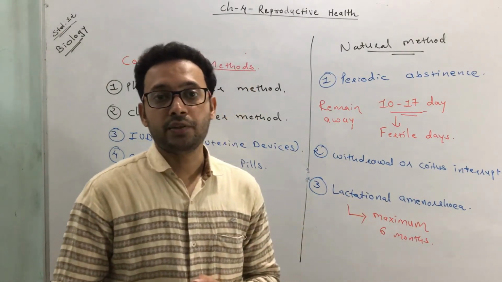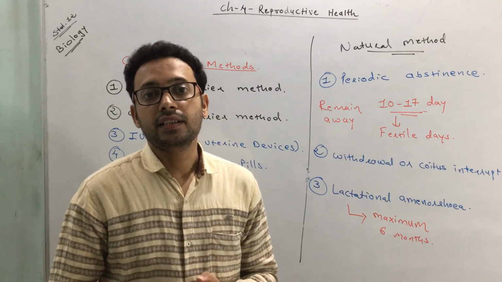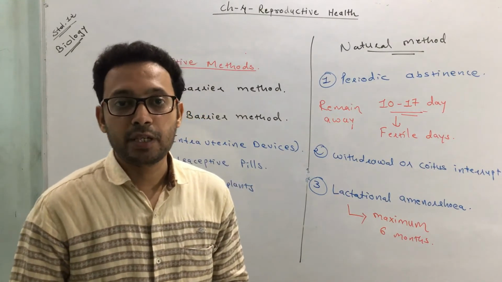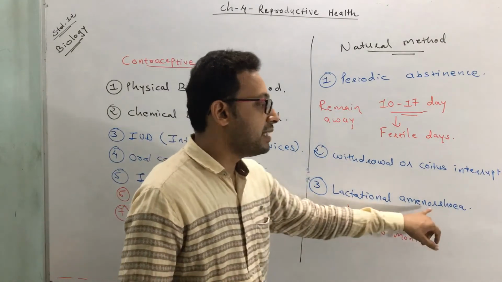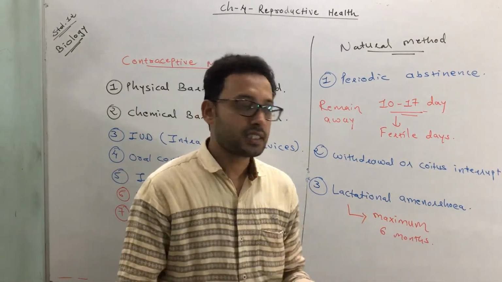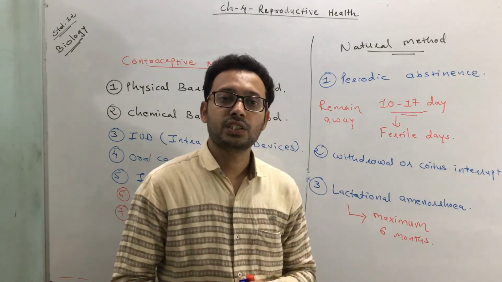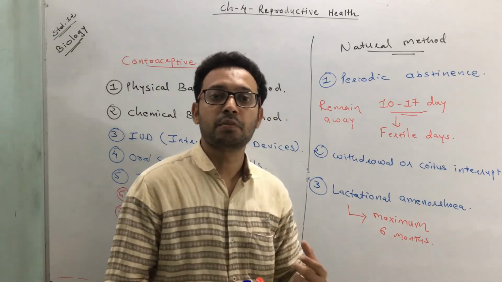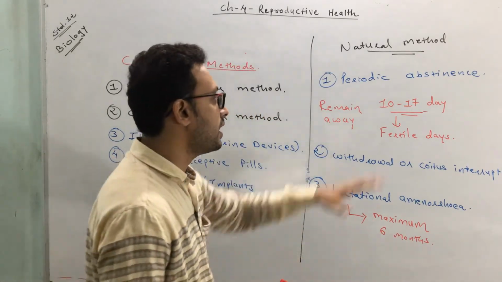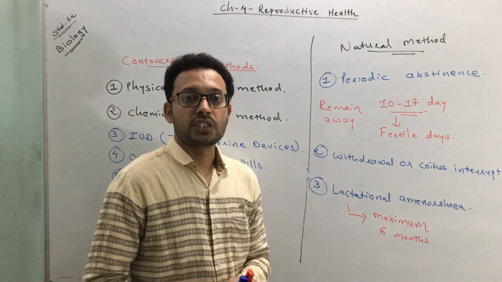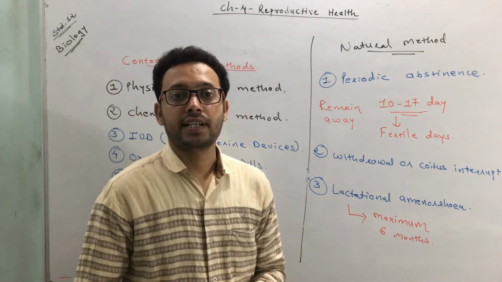Third, lactational amenorrhea, that means until the lady feeds her baby intensely, during that time the menstrual cycle does not start, and that's why there are fewer chances of conception, and it can provide a maximum protection up to 6 months. So these are the three methods. So these are the natural methods of contraception.